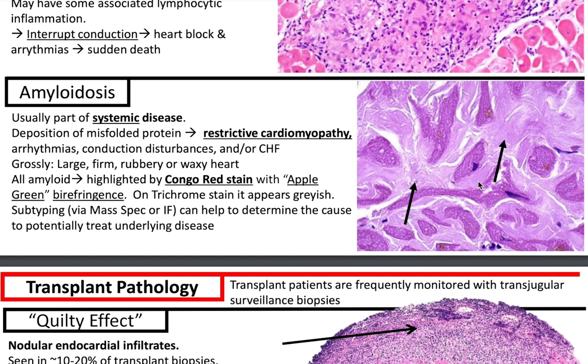All amyloid is highlighted by Congo red stain, and if you do birefringence, it'll be apple green. On trichrome stain, it appears grayish, and you could do subtyping via mass spec or immunofluorescence to help determine the cause, to potentially treat the underlying disease that causes it.